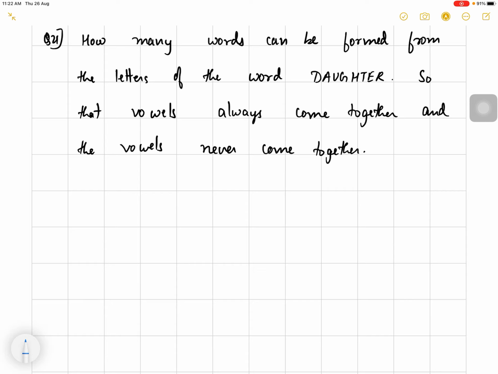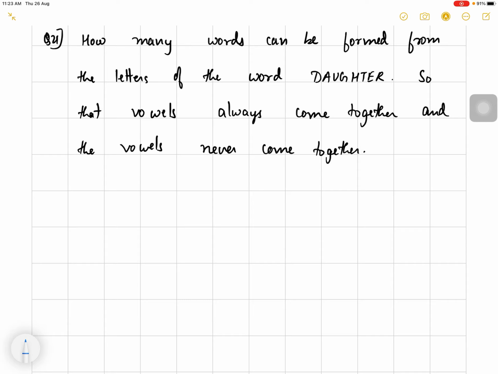So that the vowels always come together. Okay, so here there are 2 parts actually. How many words can be formed from the letters of the word daughter, with no letters repeated and vowels always together? Vowels are A, E, I, O, U, right? They always come together. So this is the first part, and vowels are never together. Okay, never come together. Fine. So let us solve the first part.